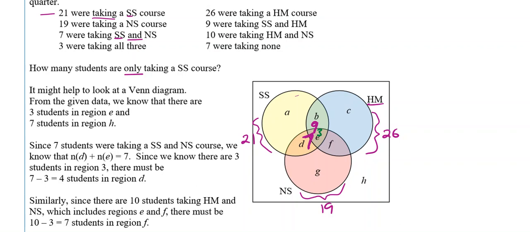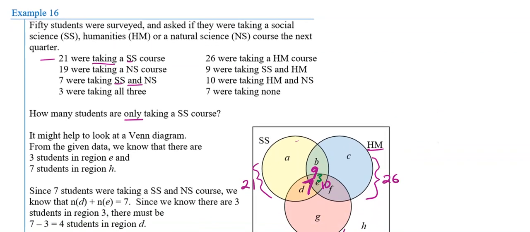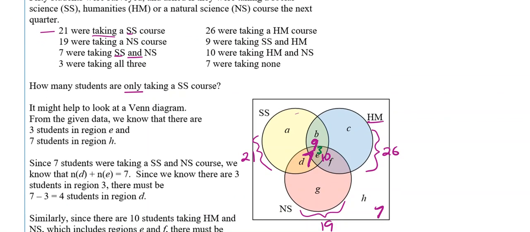Okay, 10 are taking humanities and natural science. So that's going to be humanities, natural science. This is the overlap there, so that'd be 10. And then 7 are taking none. So that'll be 7 down here. And then 50 students was our universal set. I should have written that down at the beginning. Okay, so now we have it all down.